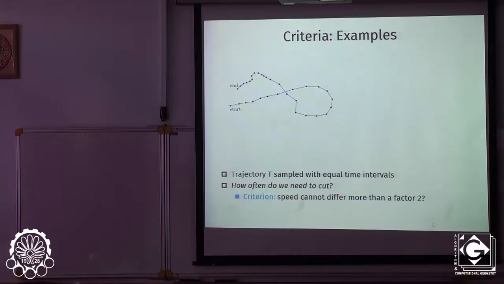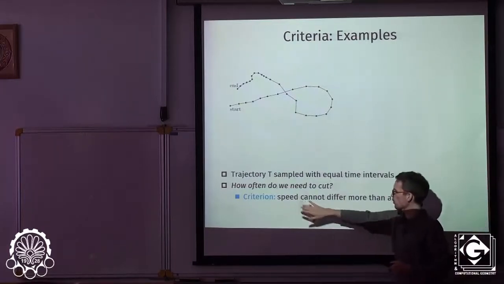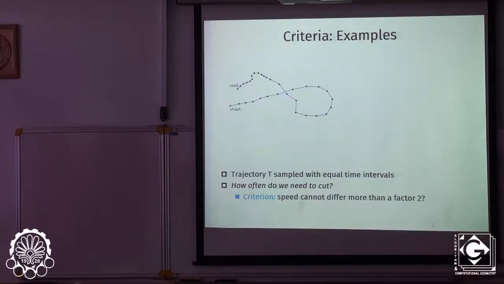And a possible criterion now could be to say, okay, I want to cut into parts such that within each part the speed shouldn't differ by more than a factor of 2. And then you can look at this and try to count how often you might need to cut. So here the speed is more or less always the same. At some point here, this one is maybe twice. Yeah, this one looks more than twice as long as this one. So this one cannot be in the same segment as this one. So you might want to cut somewhere here. And we certainly need to cut somewhere over here.